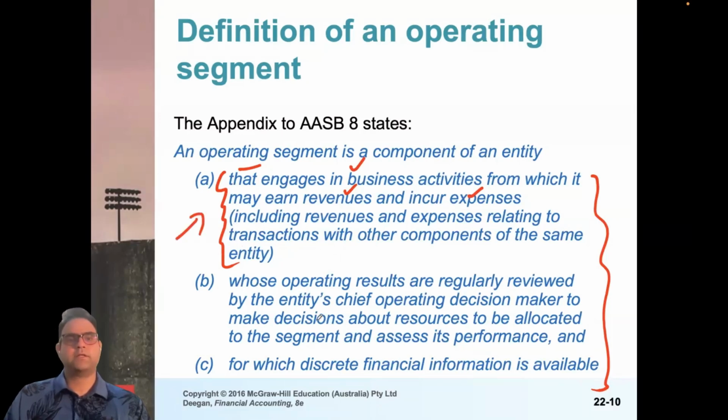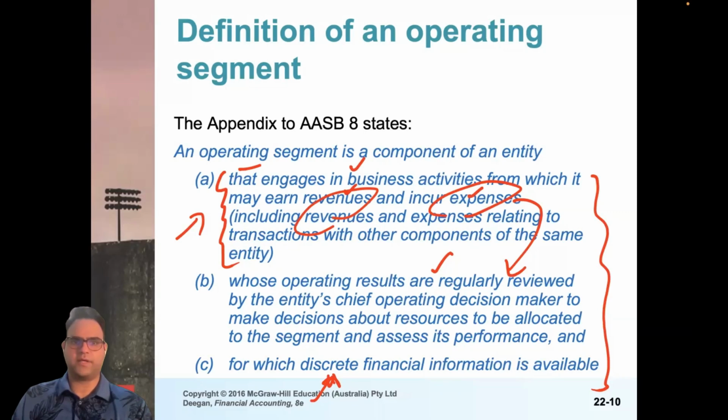The second criterion is that the segment's operating results are reviewed by the entity's chief operating decision maker. So the entity has some participation in revenue and expenditure. Then, the CEO or the board of directors reviews this on a constant basis, and there is discrete, clear information available from the company. These three criteria identify any component as an operating segment.